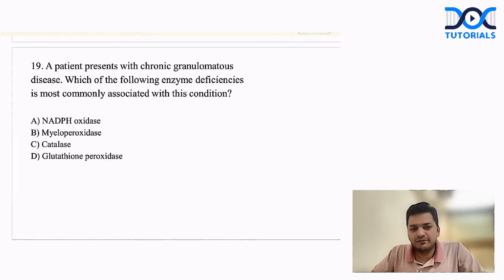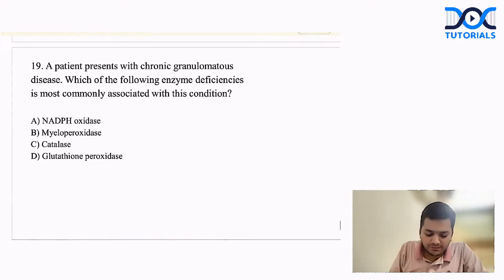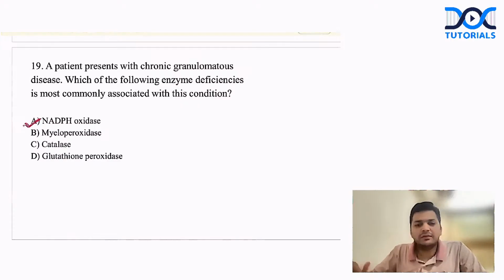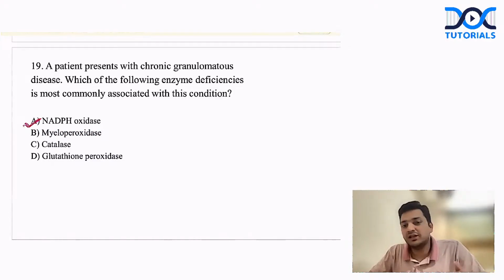CGD is basically a defect in the enzyme NADPH oxidase, because that is the enzyme which is going to help in the prevention of the granulomas. If this enzyme is not there, the granuloma formation will happen, and they will happen continuously. That is chronic granulomatous disease. These patients will have less immunity, so they will have recurrent infections with a lot of granulomas.